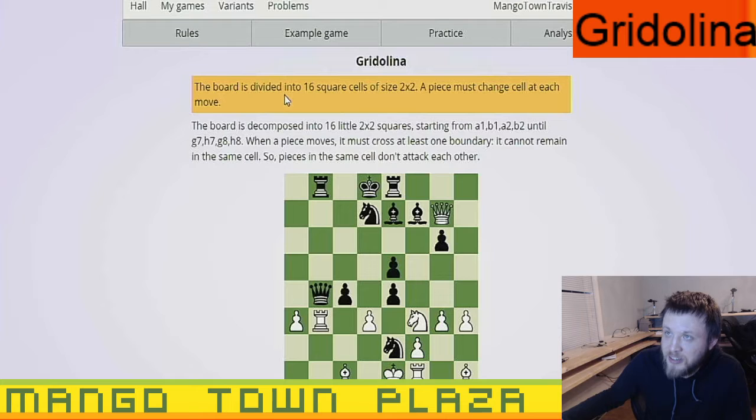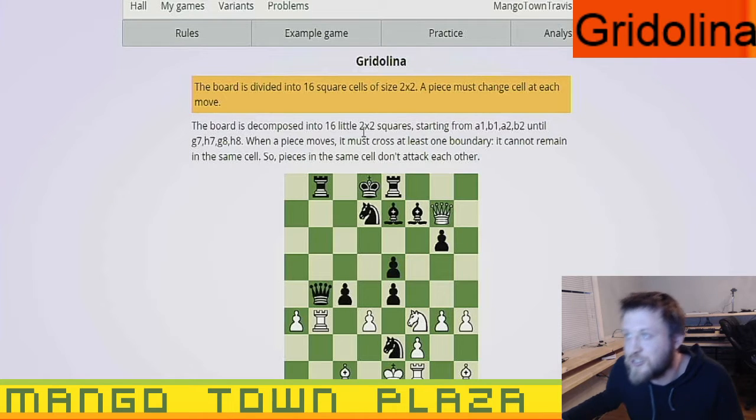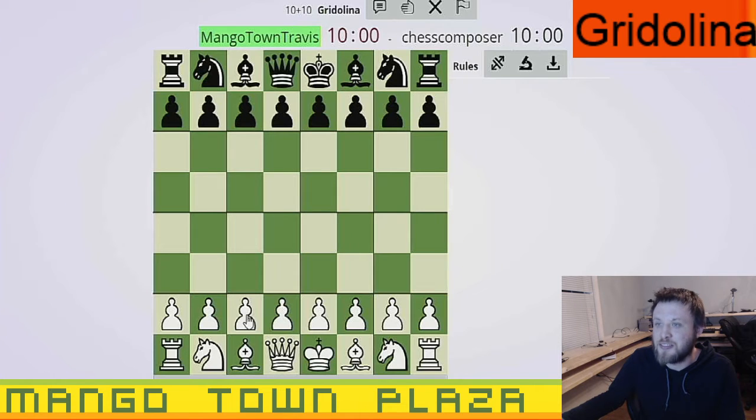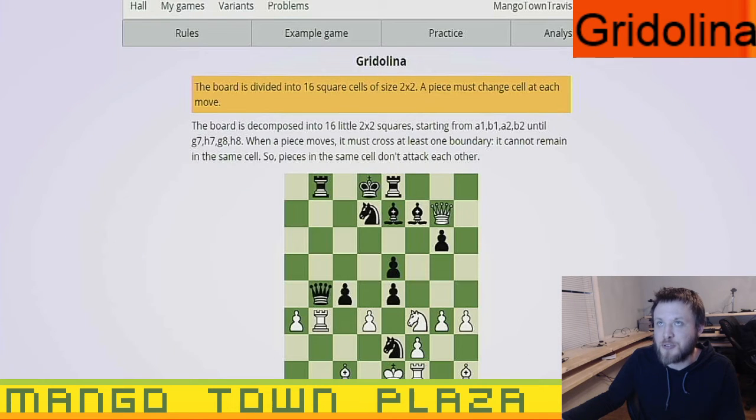The board is decomposed into 16 little 2x2 squares, as you can see on this board. So 4 squares each, 2x2. All right. When a piece moves, it must cross at least one boundary. It cannot remain in the same cell. So pieces in the same cell don't attack each other.